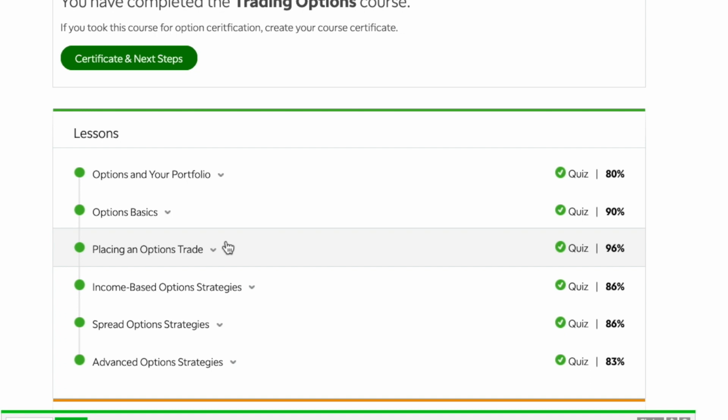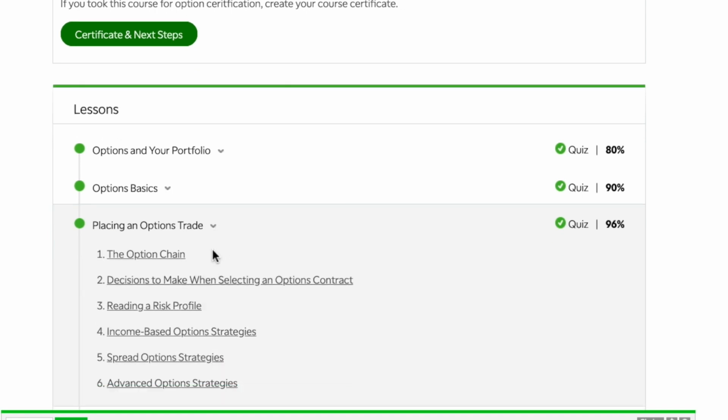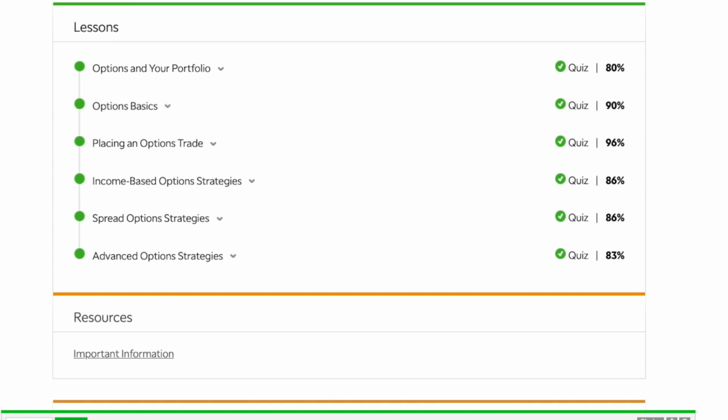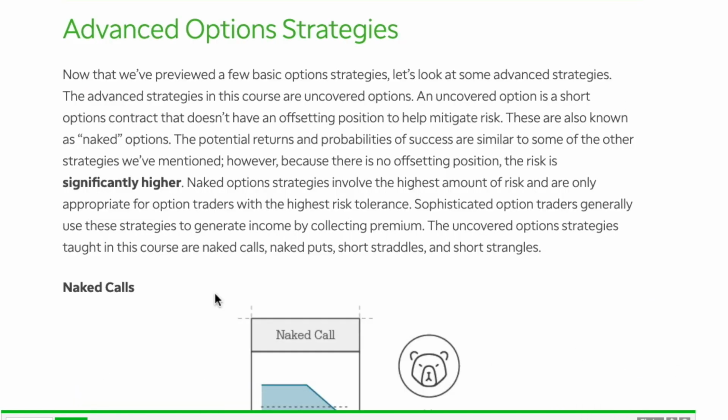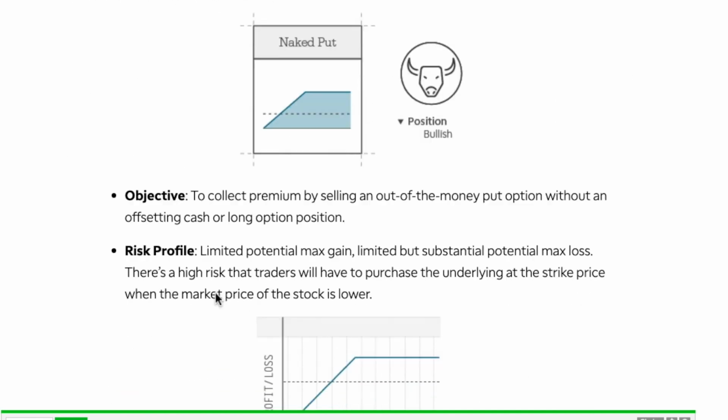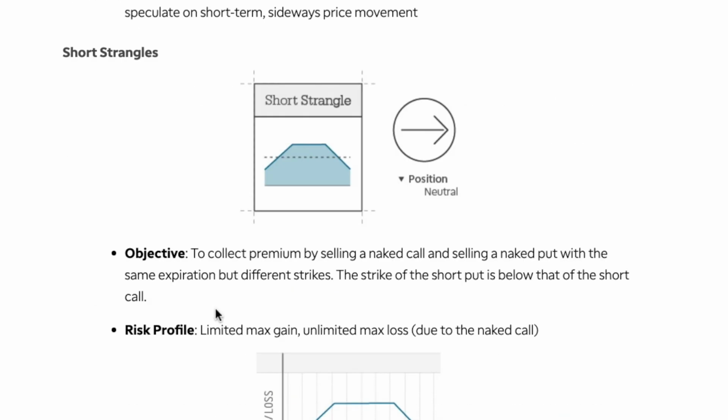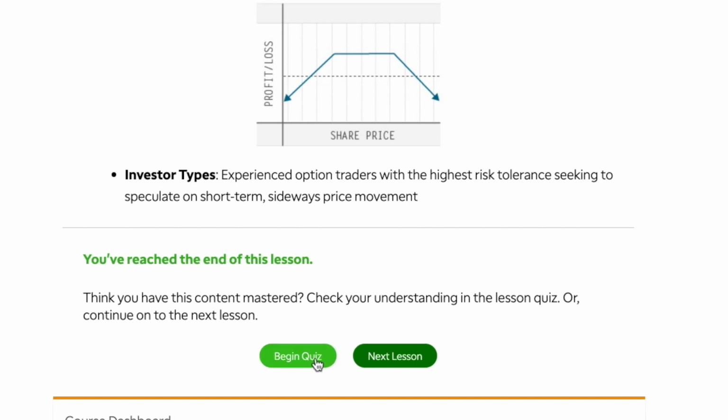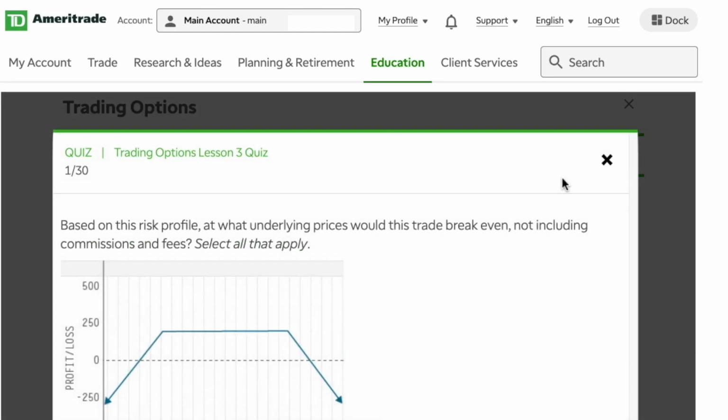Hey everyone, today we're going to go through the placing an options trade quiz, and as you can see I completed this course finally. I'm sorry there was a delay in uploading. The later quizzes actually got quite hard and I just really needed to focus, but I passed it all. I got my certificate. But yes, let's go.